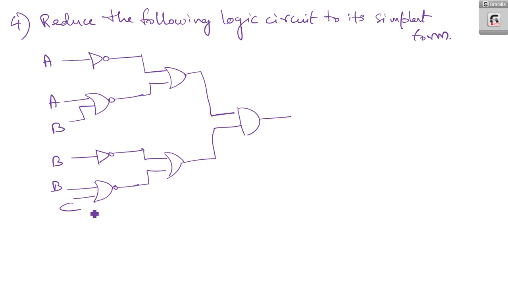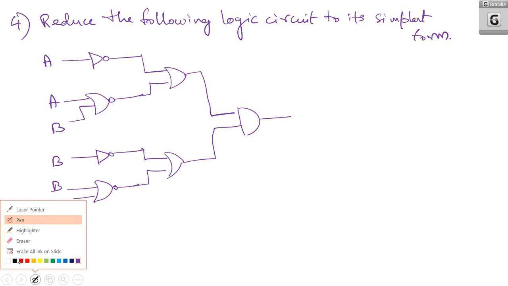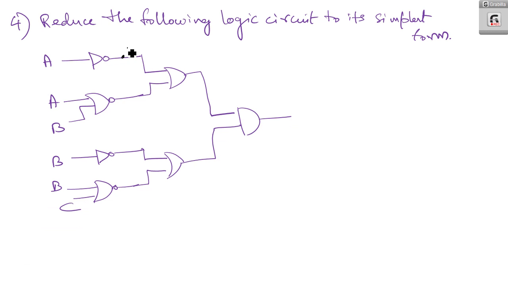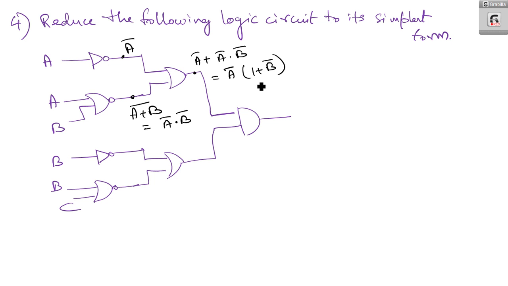That is the question. So we will start analyzing from one point. A. Here we will get A bar. Here what do we get? A or B whole bar. What is A or B whole bar? That is A bar dot B bar according to De Morgan's law. So here we get A bar or A bar dot B bar. Here A bar is common, so A bar and (1 or B bar). 1 or B bar is 1 itself. So the answer we get is A bar.